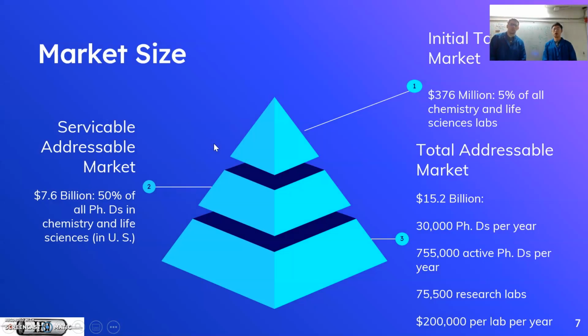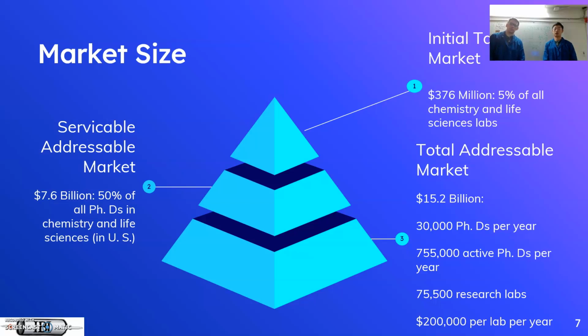Here's our market size. Our total addressable market is $15.2 billion. This comes from the fact that there are 30,000 PhDs per year graduating in the fields of biochemistry, biology, and life sciences. And assuming each PhD works for an average of 25 years, there are 755,000 active PhDs per year. If 10 PhDs band together to form a research lab, there are 75,000 research labs in the USA. Assuming each lab uses around $200,000 per lab as analytical services fees, we have total addressable market of $15.2 billion.